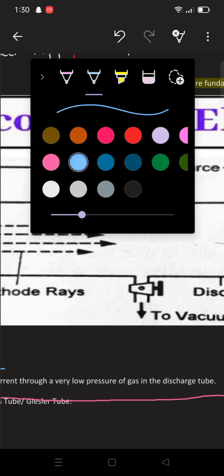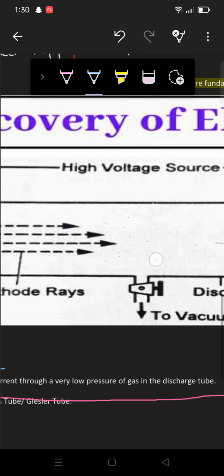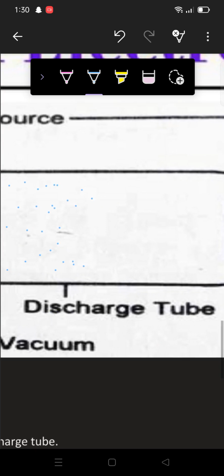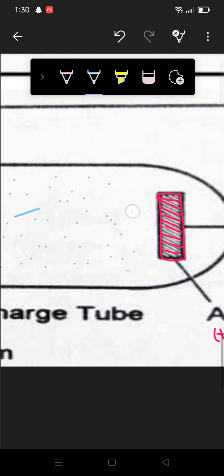Inside the discharge tube we have filled the gas, right? There is a gas, and this gas is helium gas. I'll tell you why we have used helium gas here, because it has some properties, and I'm going to tell you those properties too. Why did they use helium gas, right?